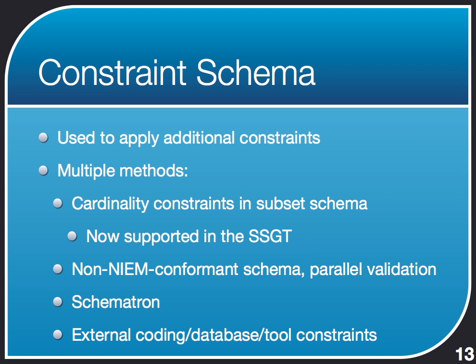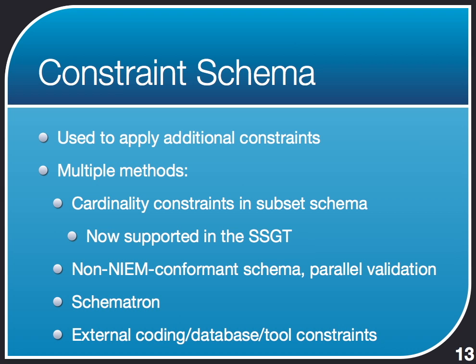Other methods of constraining beyond what XML schema can do include using higher level constraint languages like schematron. As schema controls what an instance document looks like, things like schematron can help control what schema itself looks like and put better constraints, tighter constraints on the resulting instance documents than schema alone can do. Finally, you can use external coding, database constraints, and other tool constraints to help constrain your schemas.